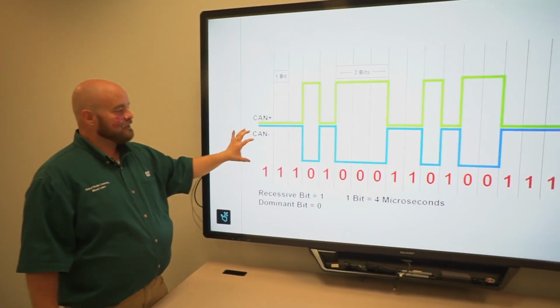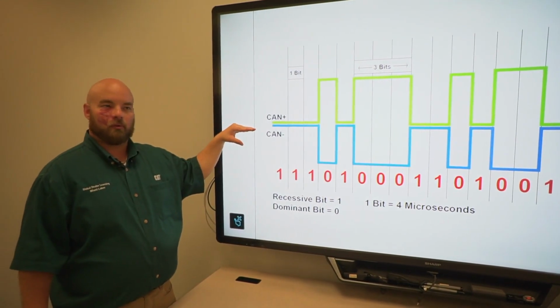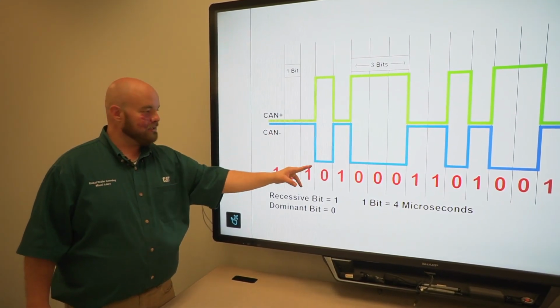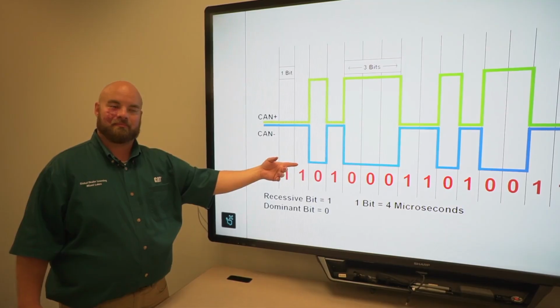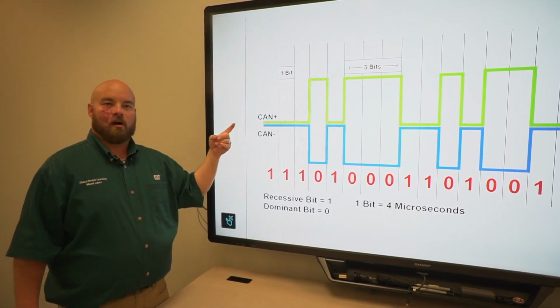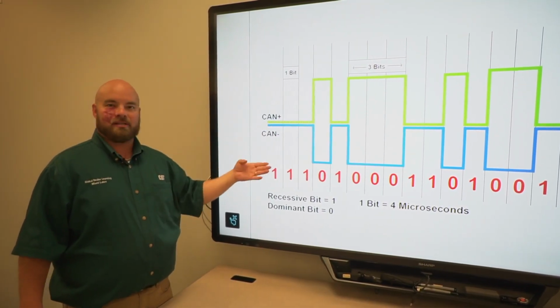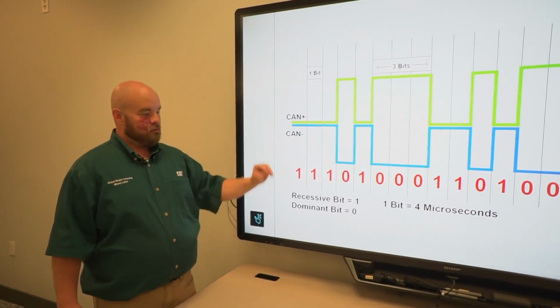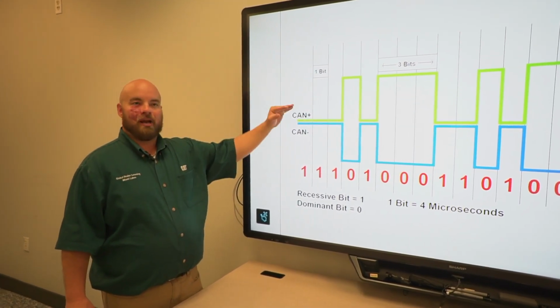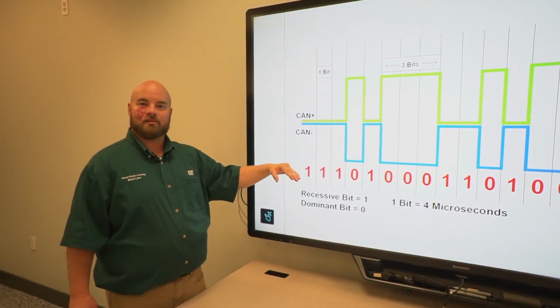For the CAN negative, again, idle voltage is going to be at 2.5 volts, and then it gets driven down to a lower level, to 1.5 volts in this example. So the voltage on CAN negative is always going to be an average of less than 2.5 volts. So CAN plus more than 2.5, CAN negative less than 2.5.